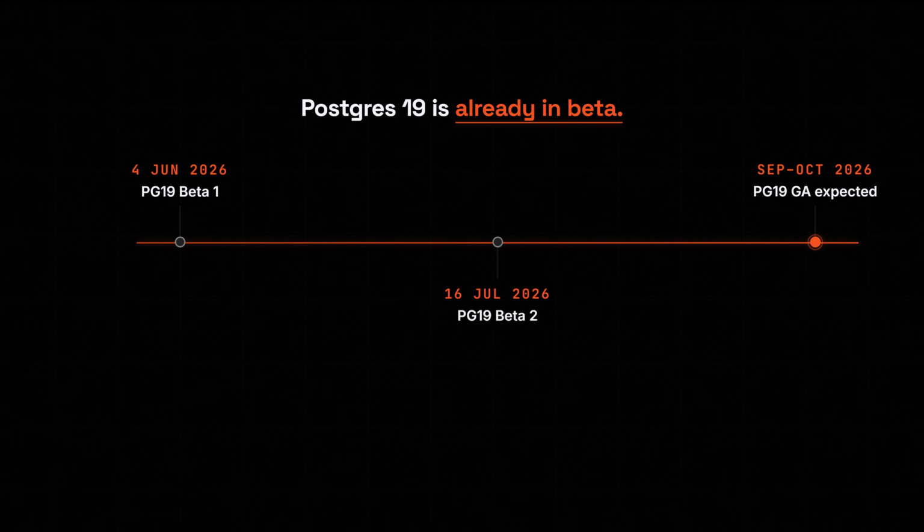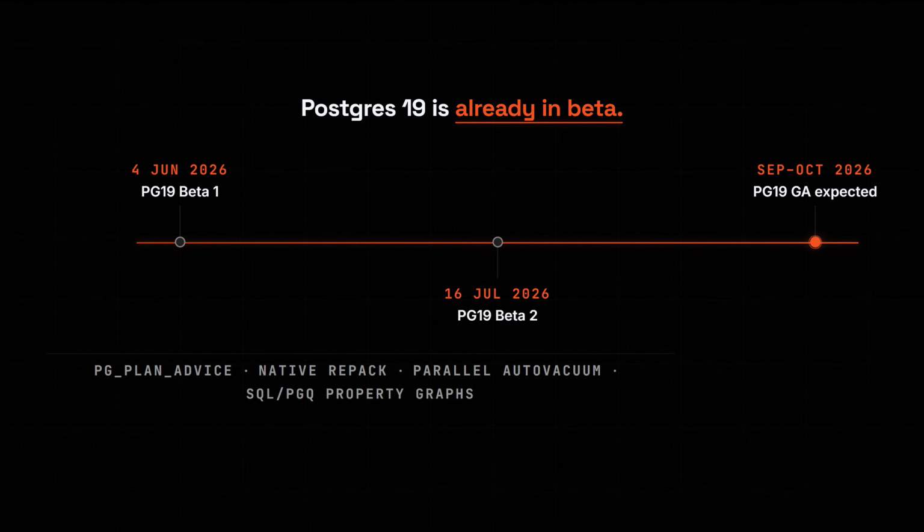Postgres 19 is already in beta, with the second beta landing in July and general availability expected this September or October. Planned: advice, native repack, parallel autovacuum, property graph queries, no built-in pooler.